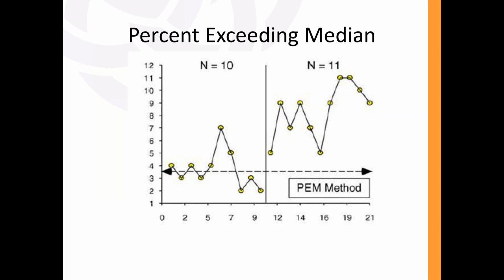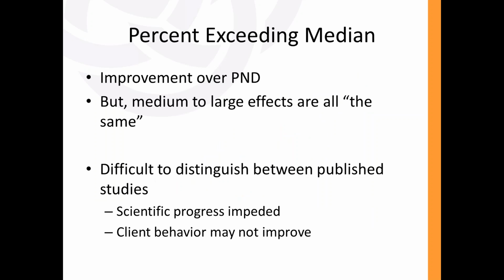And essentially what this does is it says, okay, well, again, what percentage exceeds that value? Now, this is a bit of an improvement, but again, it faces the same problem where medium to large effects are all, quote unquote, the same, right? No matter how high or how low that intervention phase is, as long as most of it is above the median, it all looks like 100% effectiveness, right? Because all those data points are going to be above the median. And the same issues apply, where because of all these effects looking the same, it's difficult to distinguish between published studies, and in turn difficult to interpret whether or not the intervention is effective or not.